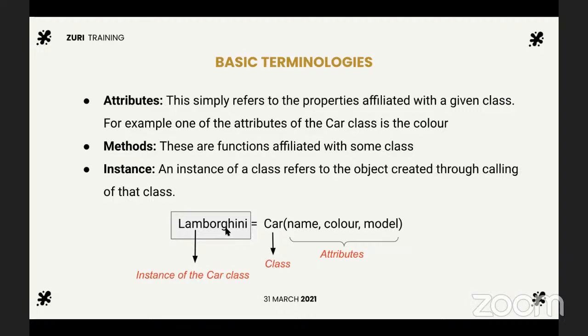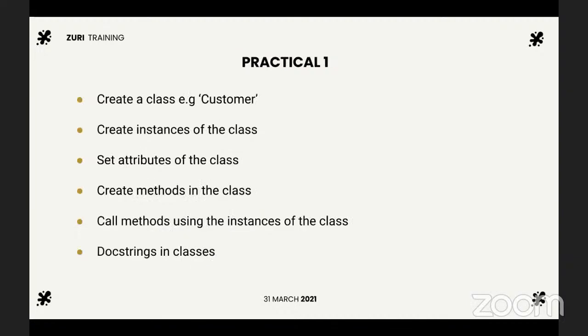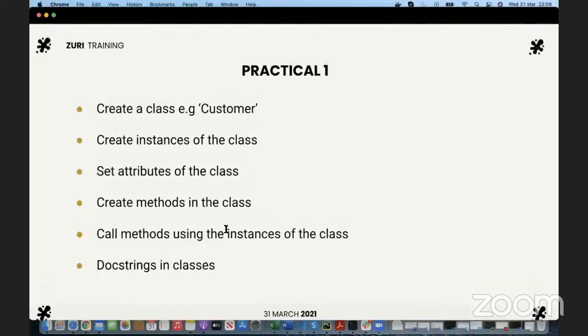We're going to go into coding now. I'm going to show you a more practical aspect. So in the practical, what we're going to do is create a class. We create instances of that class. We set attributes of the class, which relate to the properties. We create methods in that class and call methods using instances of the class. And we also discuss a bit about docstrings in classes and their importance. So let's go into coding right now. Enough of the talk.